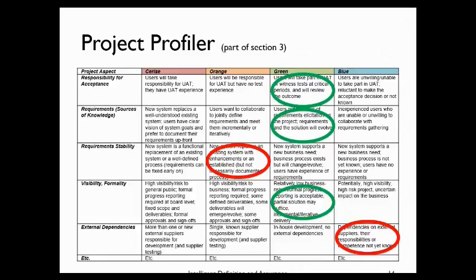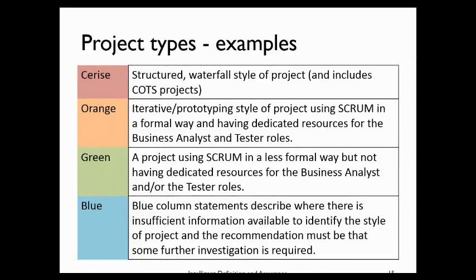Now the cerise, orange, green columns reflect three styles of project. And this is what they are summarized. So cerise was basically a waterfall. Orange was a formal Scrum approach, probably a slightly larger team. There would be dedicated BA and tester roles and so on. The green project style was again using Scrum, but not in a formal structured way, if you like. There wouldn't be a dedicated BA and there wouldn't be a dedicated tester. The team itself would have to find those skills internally.